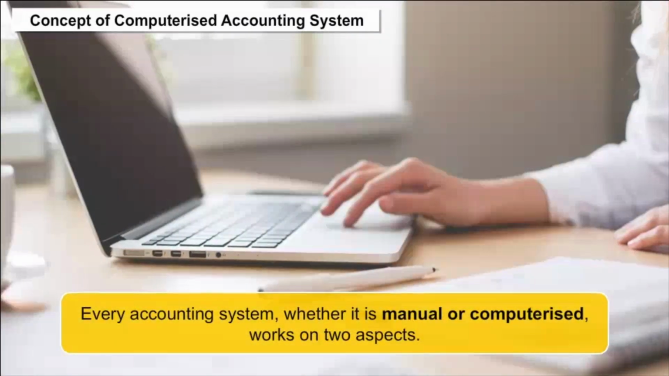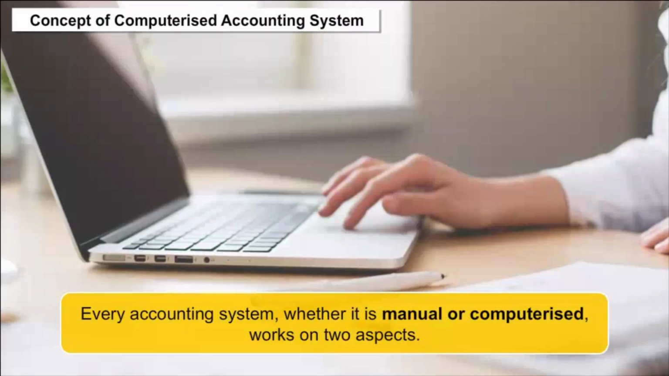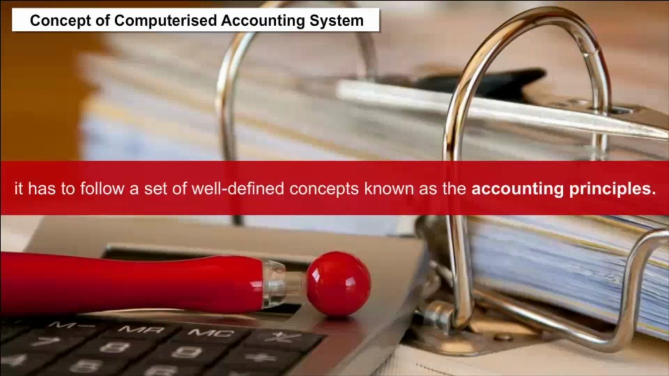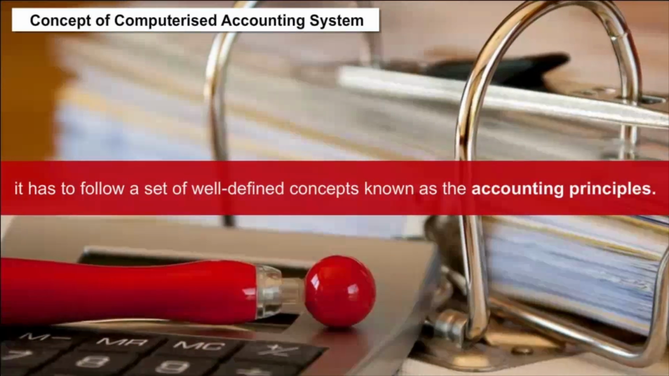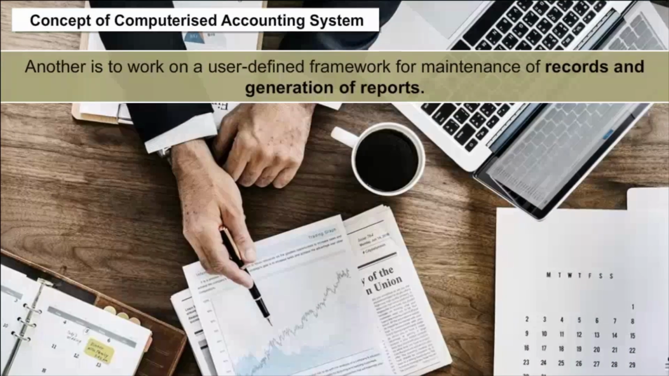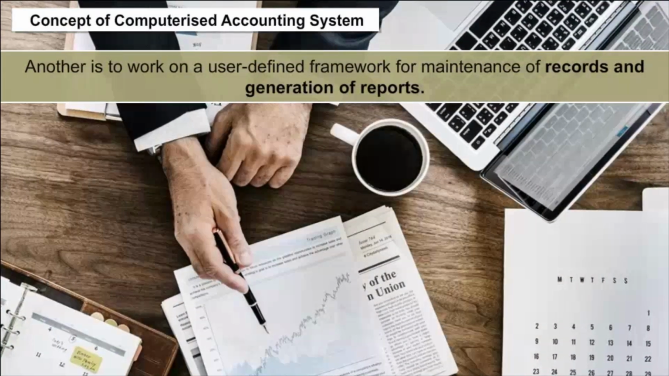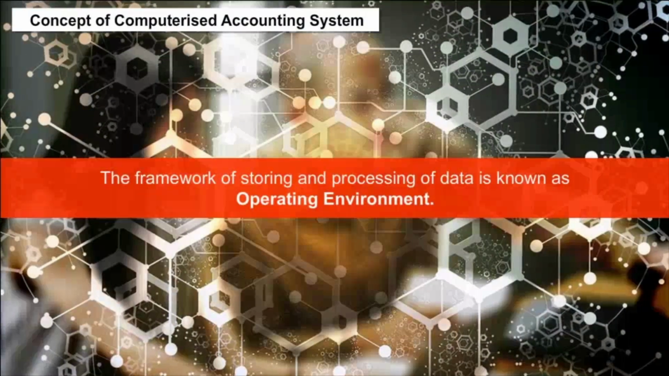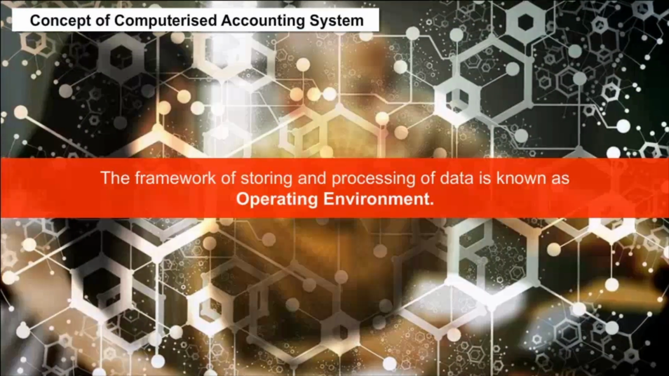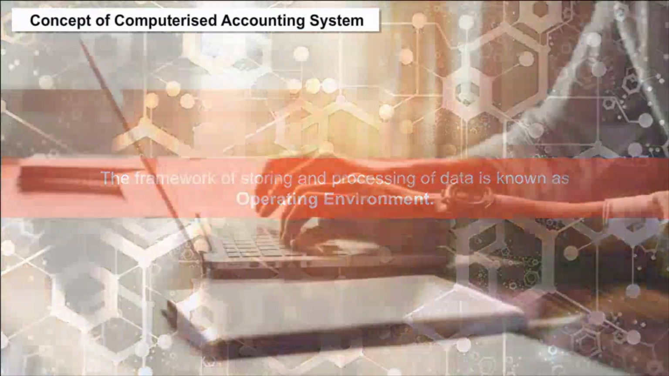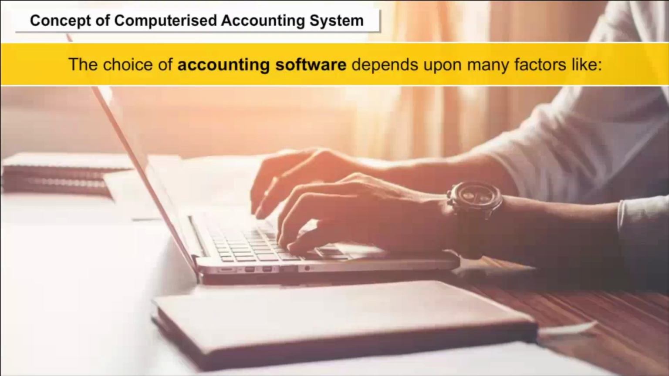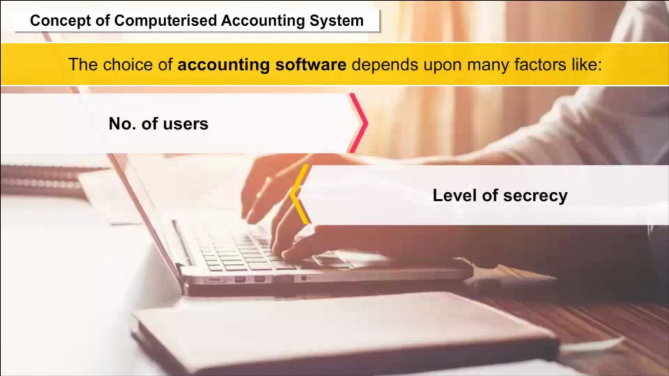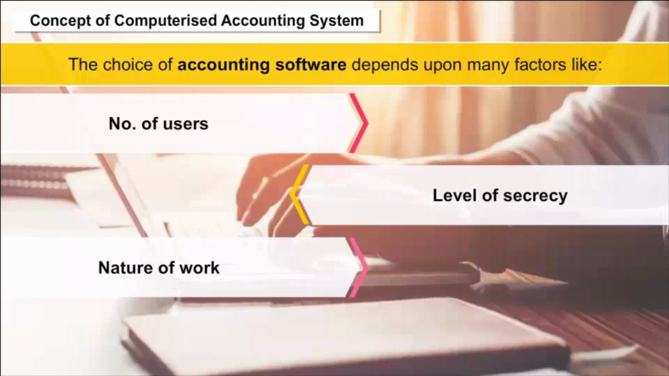Every accounting system, whether it is manual or computerized, works on two aspects. First, it has to follow a set of well-defined concepts known as the accounting principles. Another is to work on a user-defined framework for maintenance of records and generation of reports. The framework of storing and processing of data is known as operating environment. The choice of accounting software depends upon many factors like number of users, level of secrecy, nature of work, number of transactions.